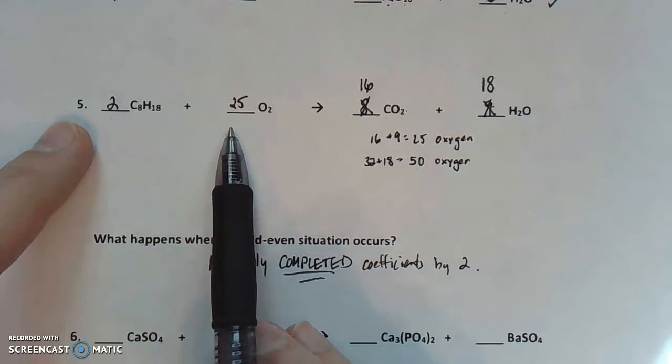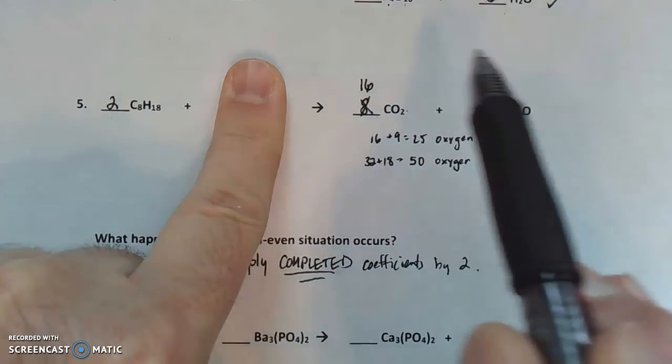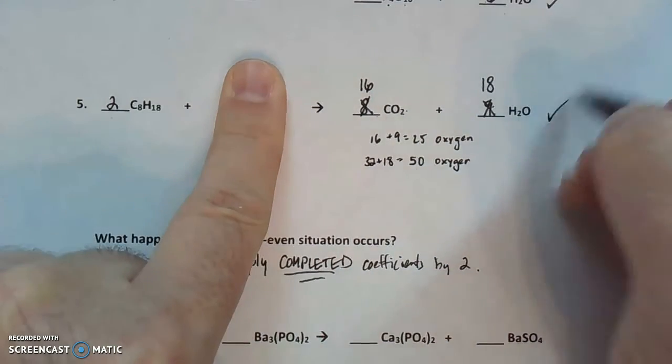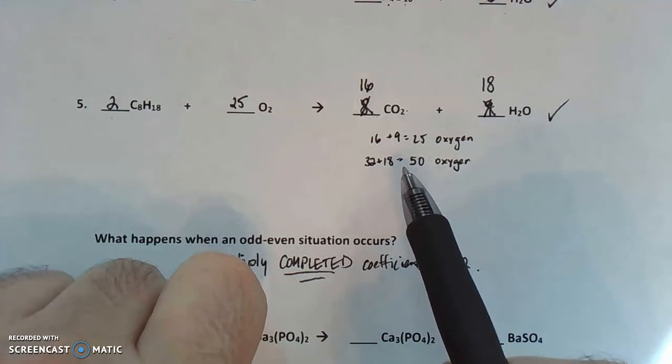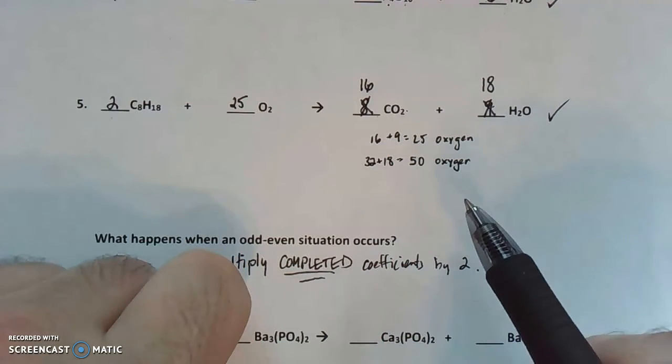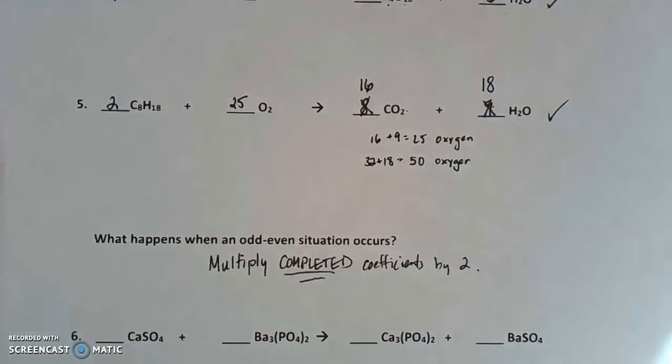So anytime you do that, just cover up the one that you didn't do, multiply these by 2, and we end up getting rid of that odd number. And helpful is to do these in pencil, not pen. That way you can erase.